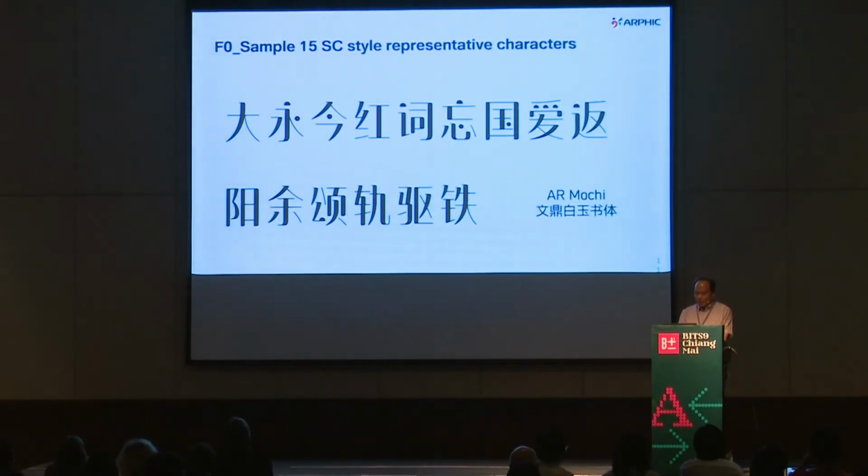This is the initial representative characters of the simplified Chinese. The typeface is called Moji. Chinese name is Bai Yu. It means white jet. It was just released this August and received a positive market response.